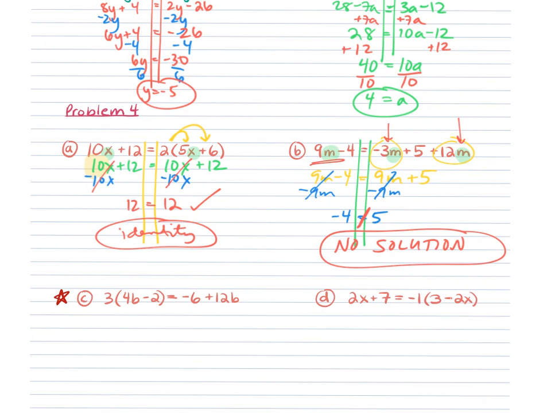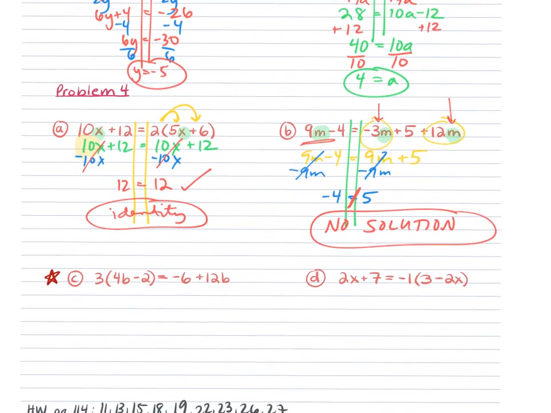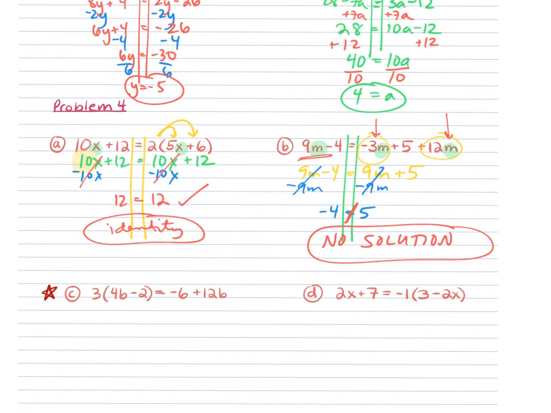Okay, so if your variable cancels and you get a true statement, it's called an identity. If your variables cancel and you get a false statement, there's no solution. So try these last two on your own, and then we'll be done. Press pause and then check back for your solution.